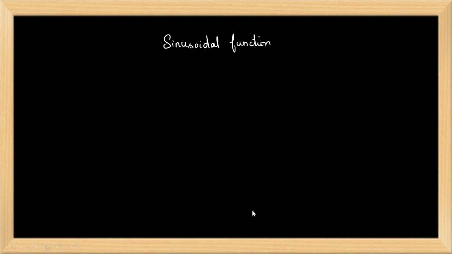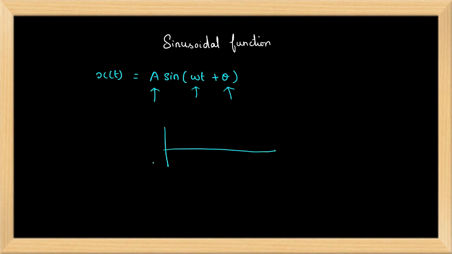The last one is the sinusoidal signal, or sinusoidal function. A continuous time sinusoidal function is given as x(t) = A sin(ωt + θ). Here A is the amplitude of the signal, ω is the angular frequency, and θ is the phase of the signal. Graphically we can represent this signal like this. It extends from plus infinity to minus infinity.